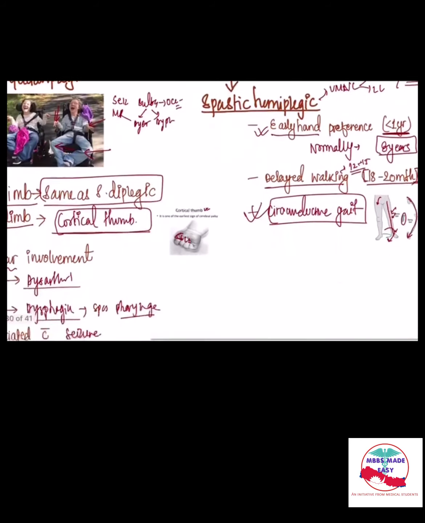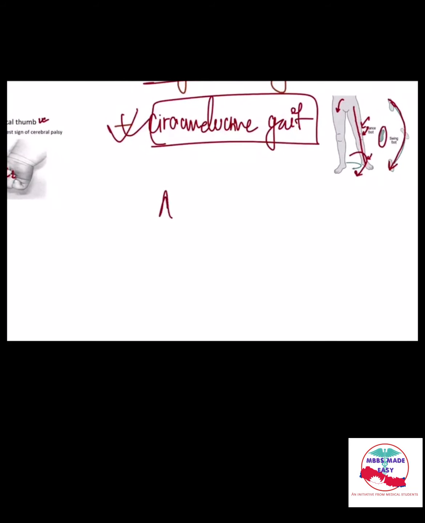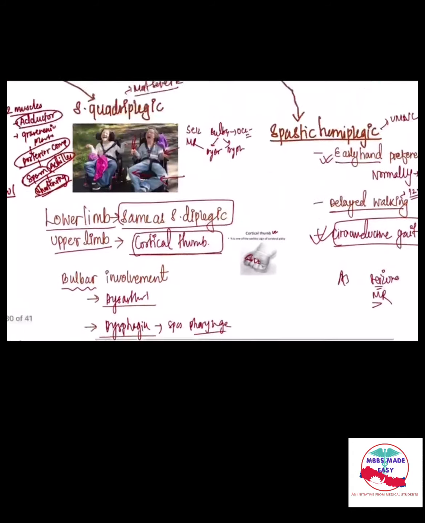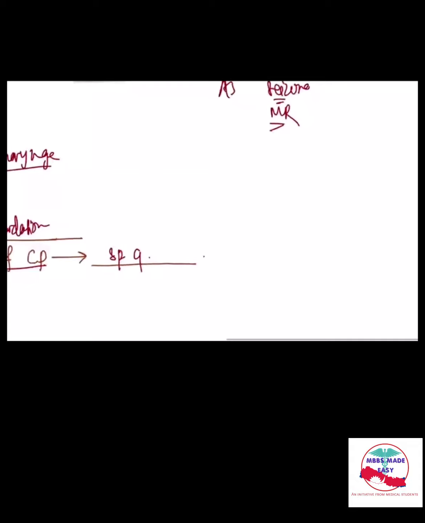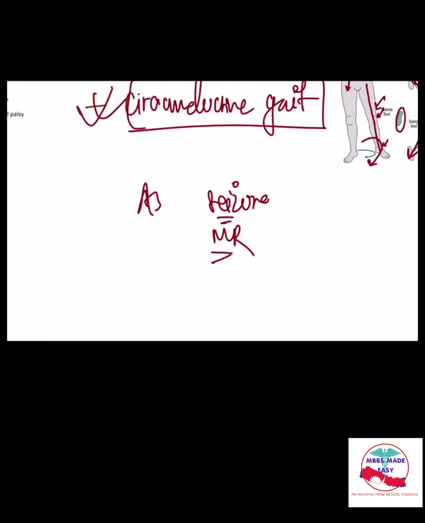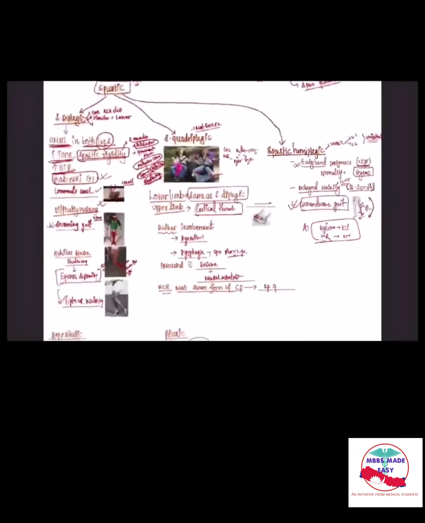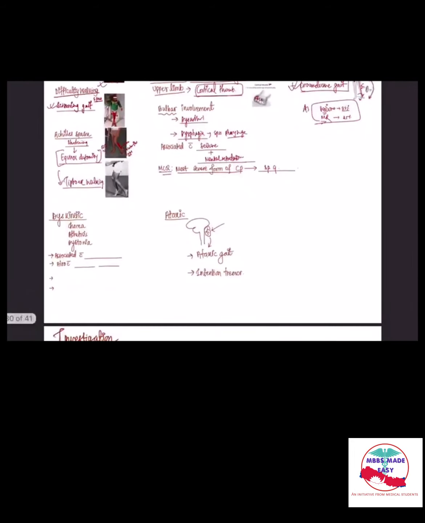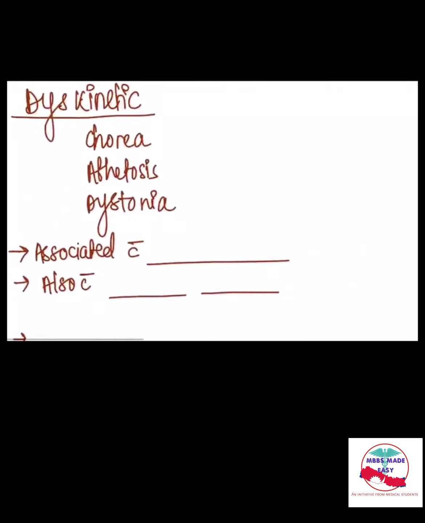Spastic hemiplegic cerebral palsy also has some associated features like seizure and mental retardation, but it is in between spastic diplegic and spastic quadriplegic, so it is less than spastic quadriplegic. Up to 33% of cases of spastic hemiplegic will have seizure. Up to 25% will have mental retardation. Now finally, we still have two types of cerebral palsy left.